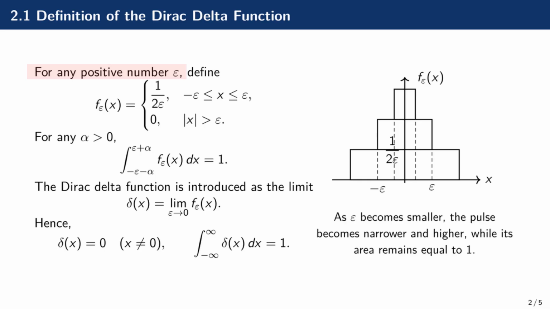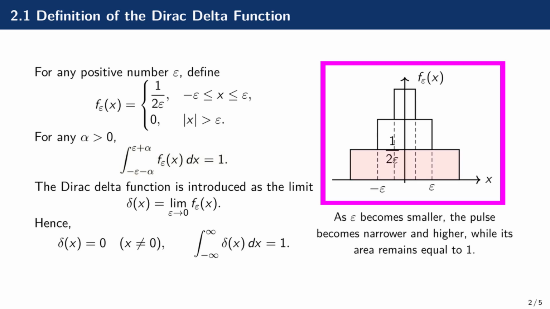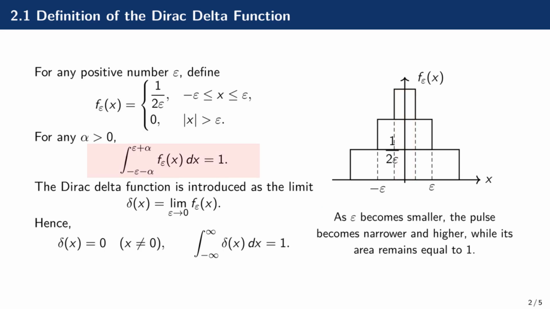Let epsilon be positive. We define a function f_epsilon(x). This function is constant between minus epsilon and epsilon, and 0 elsewhere. The important point is, the integral of this function over the region from minus epsilon to plus epsilon is equal to 1. So even though the function becomes very narrow, its total area remains constant.